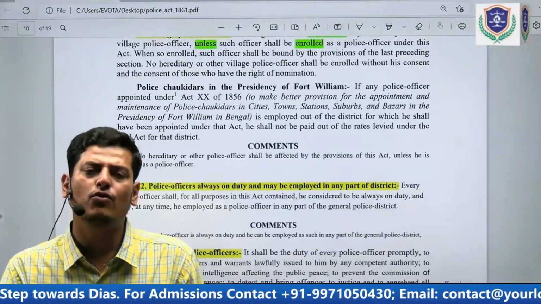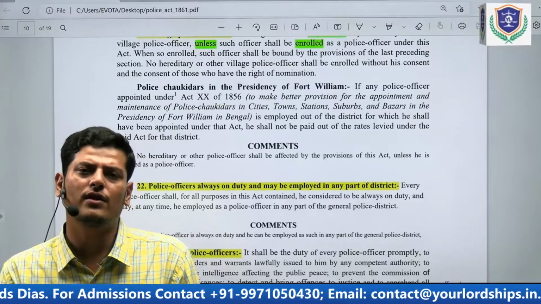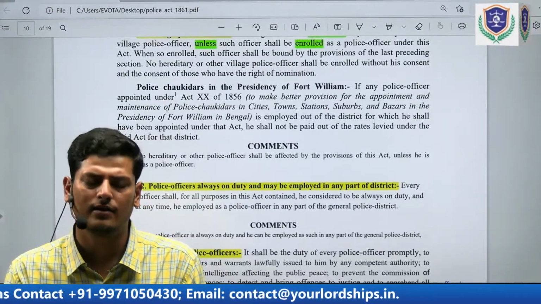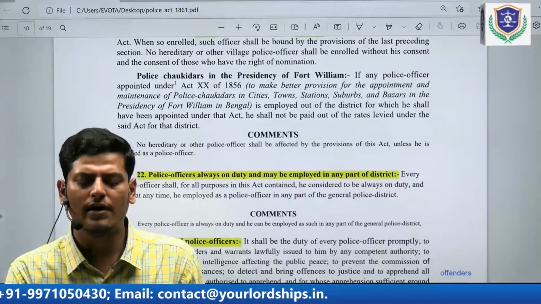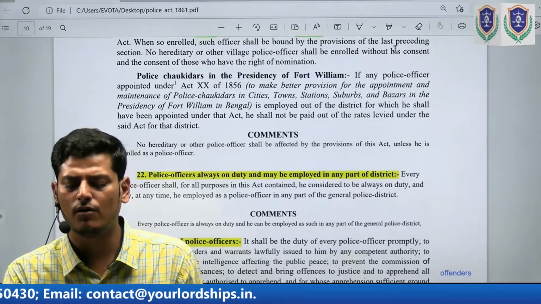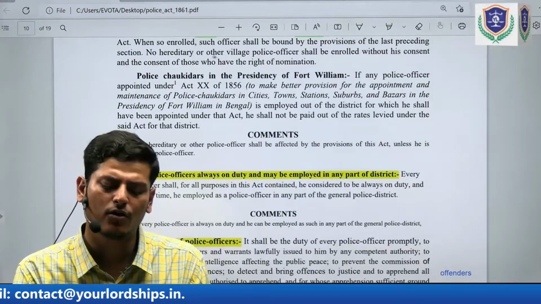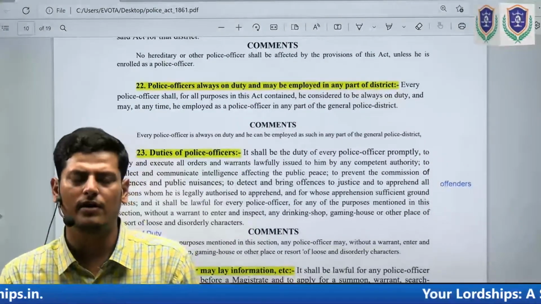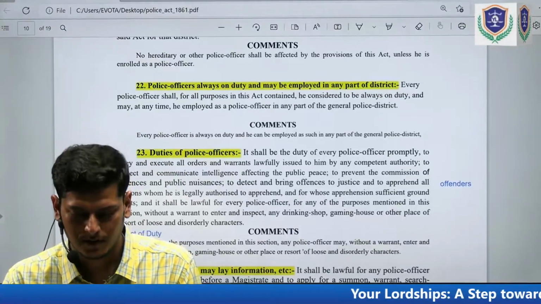And when they are so enrolled, they will be treated as a police officer, they will be bound by the duties, they'll have the authority which is given under the act, and so on. No hereditary or other police officer shall be enrolled without his consent and the consent of those who have the right of nomination. So with his consent he is nominated in this service.